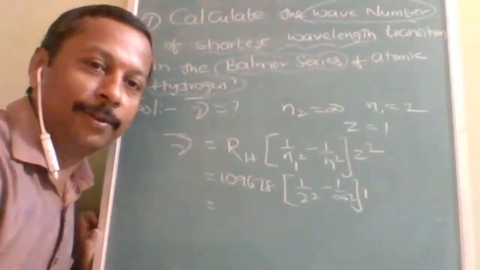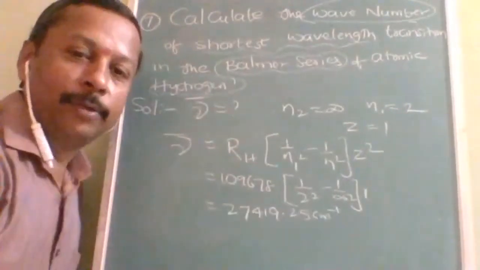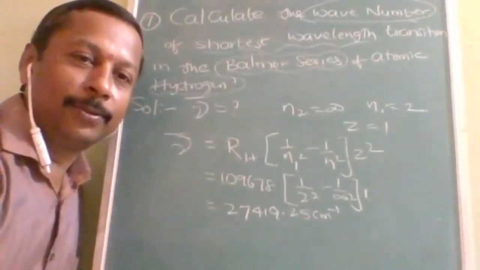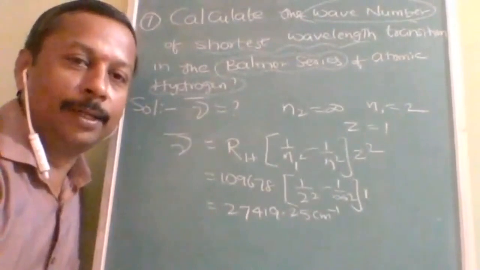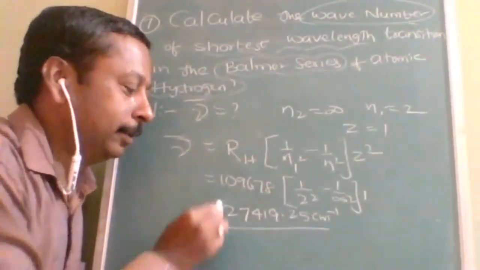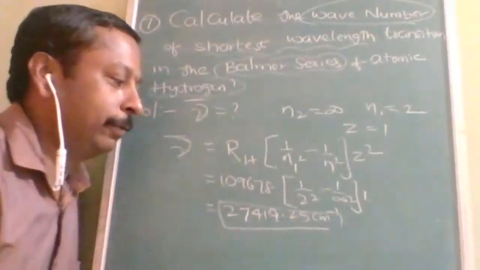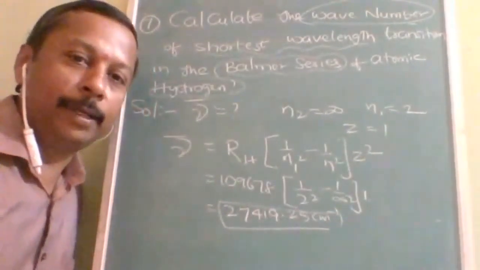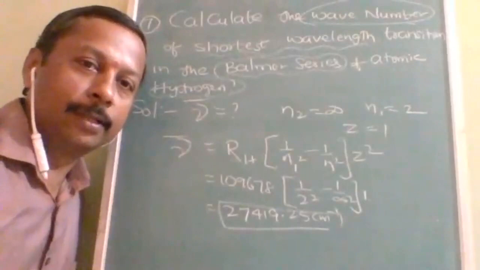Don't worry. Some students are not even bothered to solve. They are asking, sir, tell me the answer. So I have solved it for you people. So this is 27419.25 centimeter inverse. Is it understood?